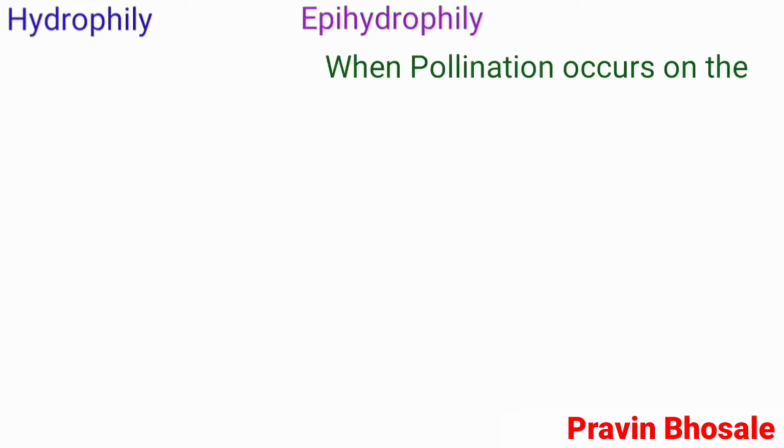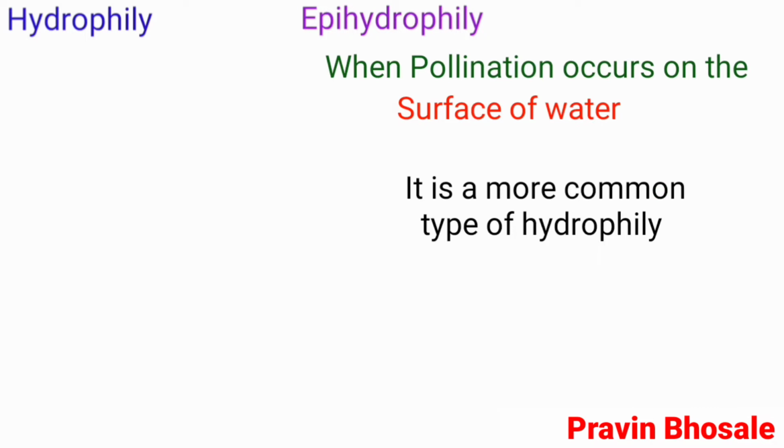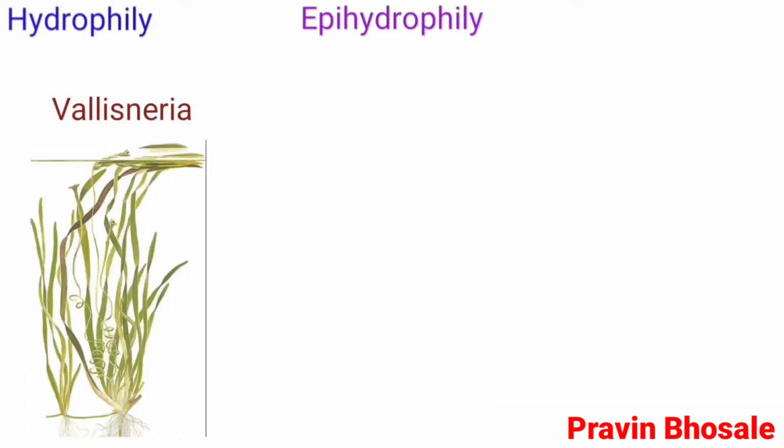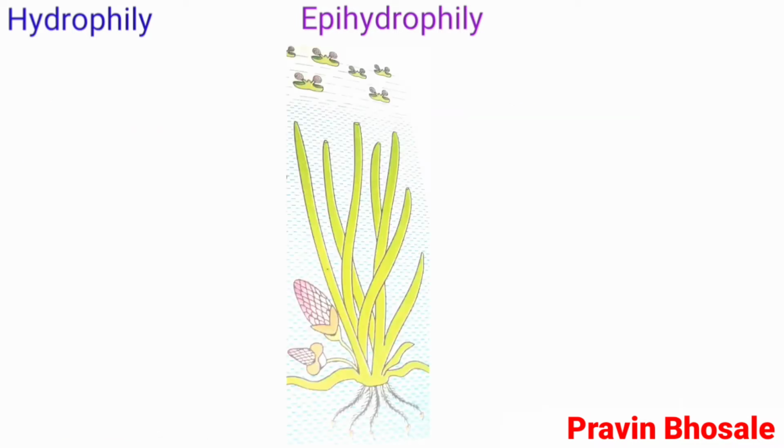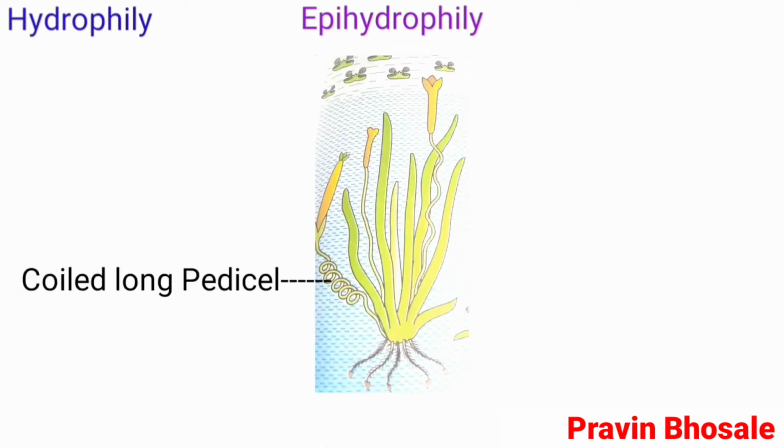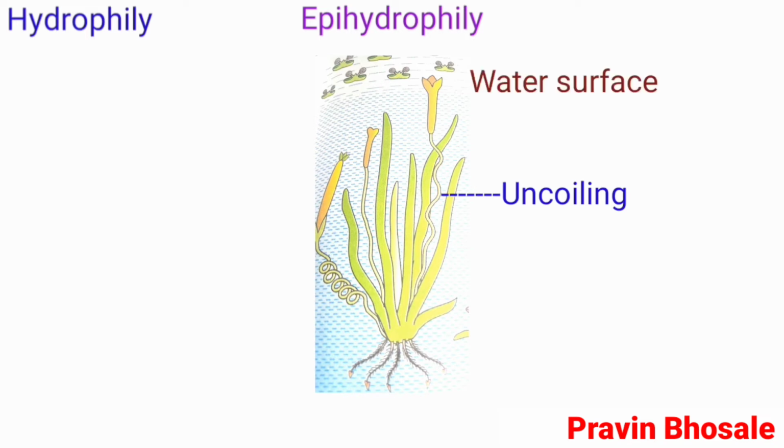Epihydrophily: when pollination occurs on the surface of water, it is epihydrophily. It is the most common type of hydrophily. Example: Vallisneria. Vallisneria is a dioecious plant, that is, male and female flowers are produced on separate plants. At the time of maturity, the male flowers are detached from the male inflorescence and begin to float on the water surface. The female flower has a coiled long pedicel which uncoils at the time of maturity. They now reach the water surface.